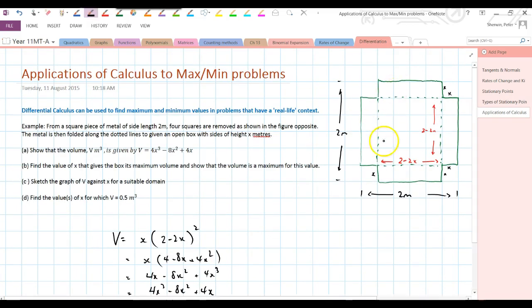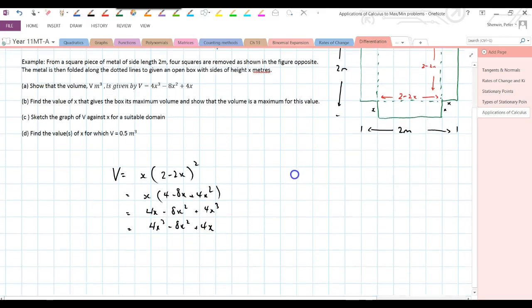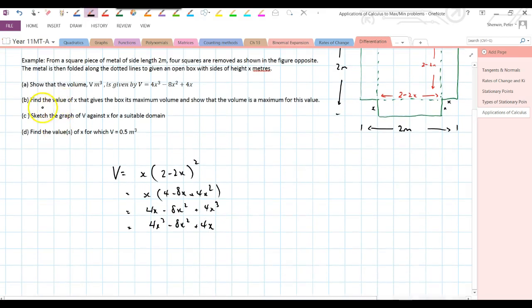What we're going to end up doing is looking at maximizing the volume of this box, and finding the value of x that achieves a maximum volume. So firstly is to set up an expression in V. So volume is equal to this. Obviously as we take little amounts of x out here, our volume is affected. What we'd like to know is what's the maximum value of this. Now calculus can help us with this problem. Find the value of x that gives the box its maximum volume.